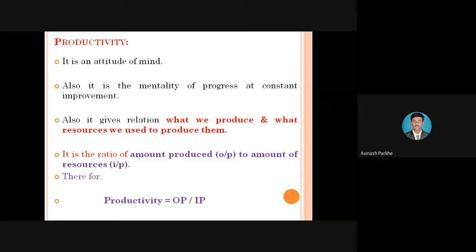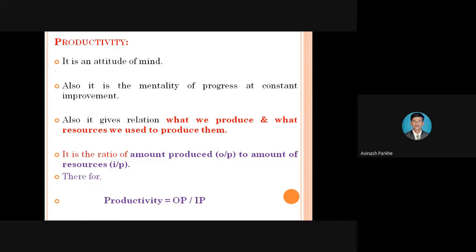If your output increases, then and only then can I say that my productivity increases. Sometimes inputs increase and output also increases, but I cannot say that productivity increases, because we have increased the number of inputs, and due to that increase in inputs, your output increased. But what is our requirement? With a minimum number of inputs, if I achieve the maximum output, then and only then can I say that productivity goes on increasing.